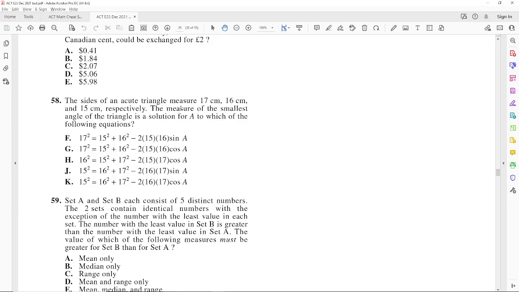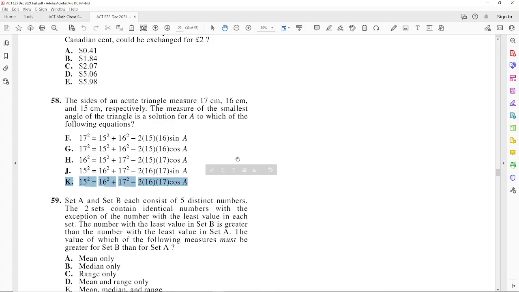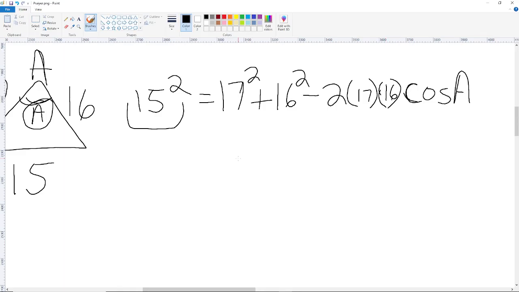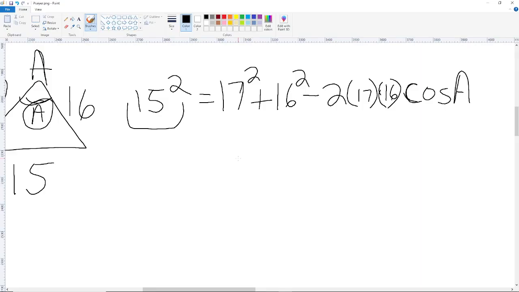And let's see, 15 squared. Well, look, F, G, and H have the wrong thing squared because 17 and 16 are not opposite of the smallest angle. So this is 15 squared. And what's the difference? J has sine of A. And this is the law of cosines. So the answer is K. And notice this time they didn't tell you to use the law of cosine. So you just had to recognize. Of course, all the answers look like the law of cosine except for F and J, which have sine in them for some reason. So the answer on this one is K.